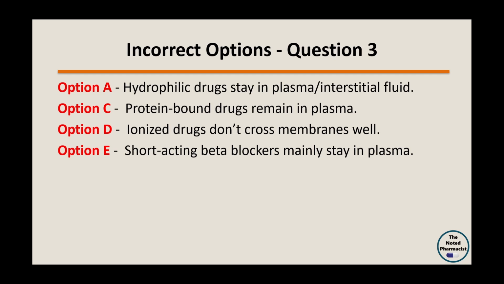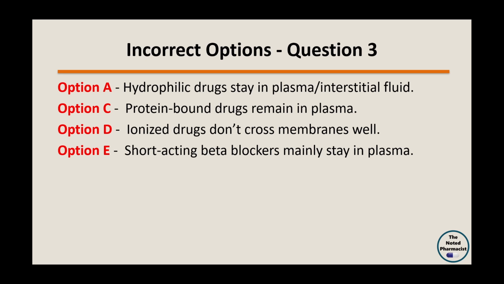Option A, hydrophilic antibiotics, is incorrect because these drugs generally stay in the bloodstream and interstitial fluid without extensive tissue distribution, leading to a lower volume of distribution. Option C, protein-bound anticoagulants, is incorrect because high protein binding keeps the drug primarily in the plasma, resulting in a lower distribution volume. Option D, ionized diuretics, is incorrect because ionized, charged, drugs tend to remain in plasma and are less likely to cross cell membranes easily, so they have low volumes of distribution.